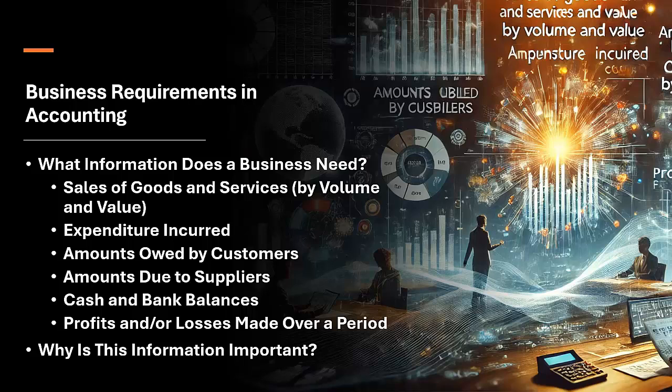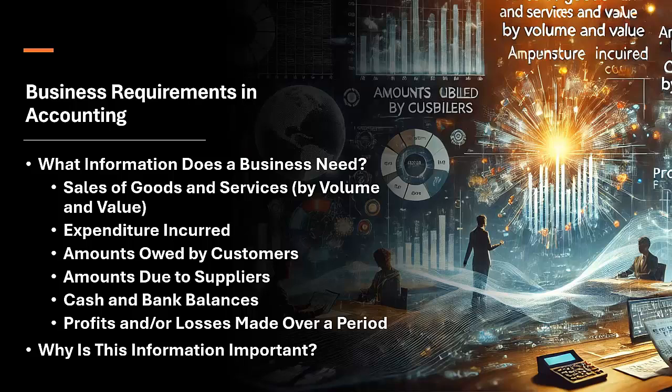4. Amounts due to suppliers. On the flip side, businesses often buy goods or services on credit and owe money to their suppliers. Trade payables. Example, a clothing store orders $5,000 worth of stock but agrees to pay the supplier after 30 days. The business needs to record and monitor this liability. Keeping track of payables ensures the business doesn't miss payment deadlines and maintains good relationships with suppliers.